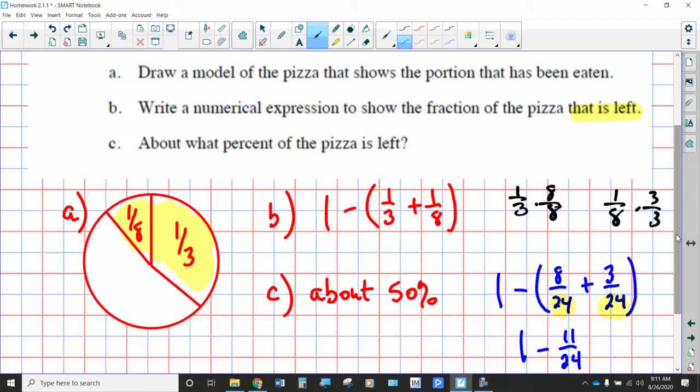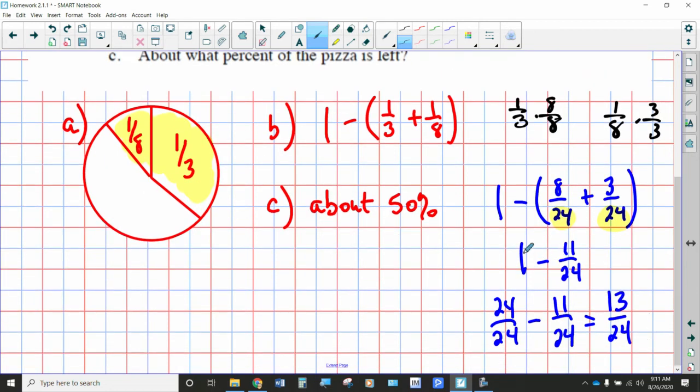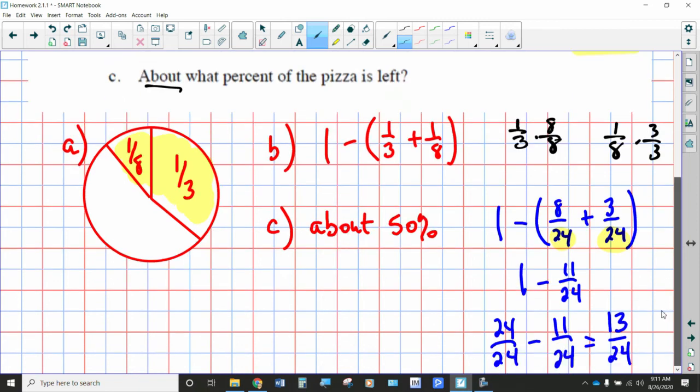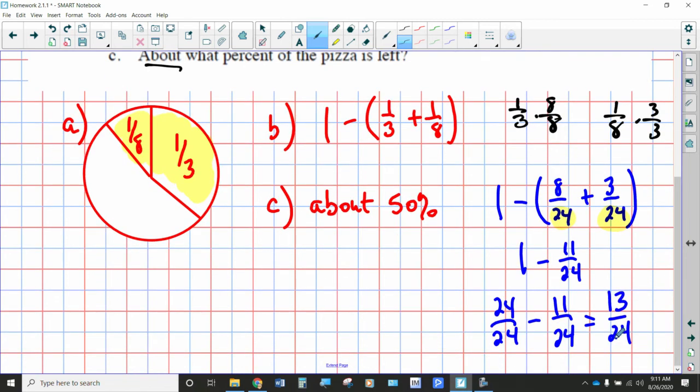And now when you subtract away, you have to change this to a whole with a denominator of 24. So you can take 24 minus 11 is 13. And that is a little bit more than half, but it's very close to 1/2, right? So it says about what percent? Well, it's about 50%, because 13/24 is just a little bit more than 50%.